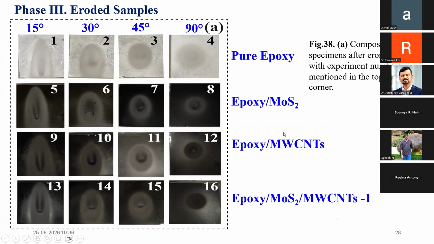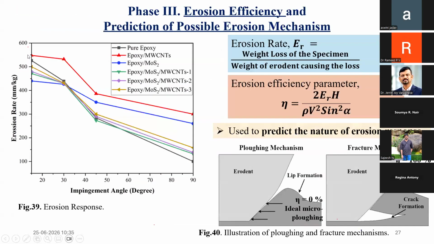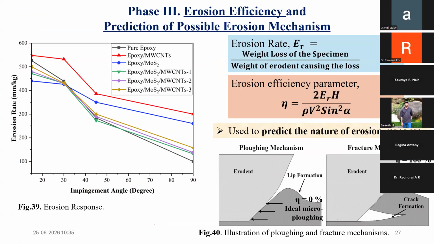First one is pure epoxy. I have incorporated MoS2, MWCNT, and hybrids. And finally, we are saying, okay, our one hybrid is having very good properties. Suppose your hybrid is having good tensile property and good erosion property, then you can say this material is going to give you better application-oriented areas, because it's not only giving you tensile strength, not only flexural strength, it's giving you erosion properties also.